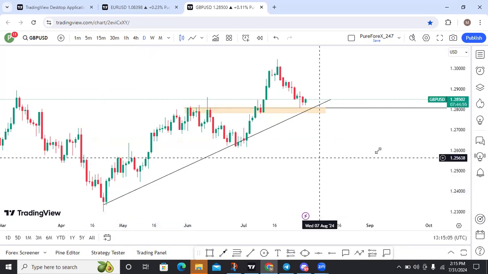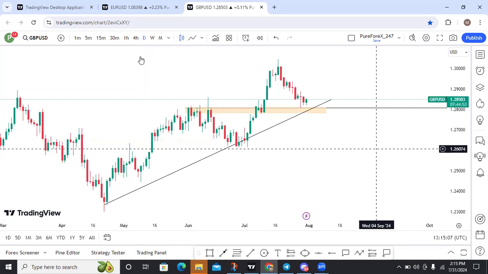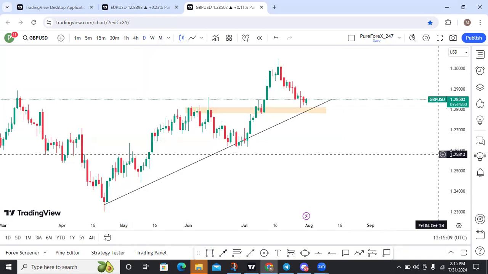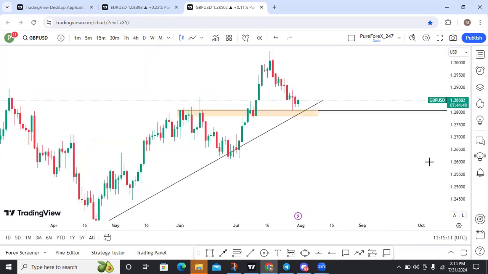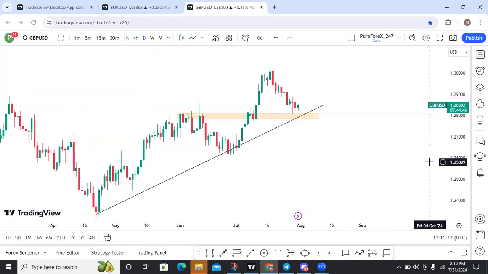And then what else? So let's go back to each of our setups. Each of our setups comes with a confirmation. So what is this? This is SNRC1. What is it? It is a continuation setup.